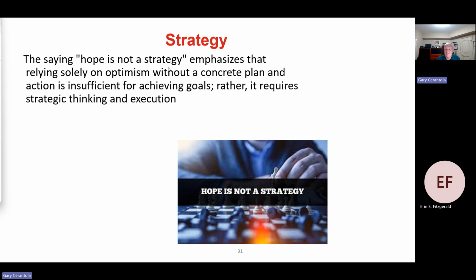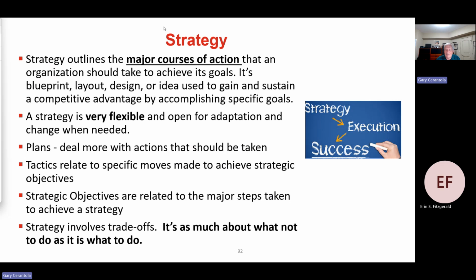All right. You've got to emphasize knowing what is out there. It's a major course of action, and it's very flexible. You may have some organizational learning that you need to do as you deploy this strategy, because you may come up against unexpected barriers that you have to recalibrate for, and you deal more with actions that should be taken.